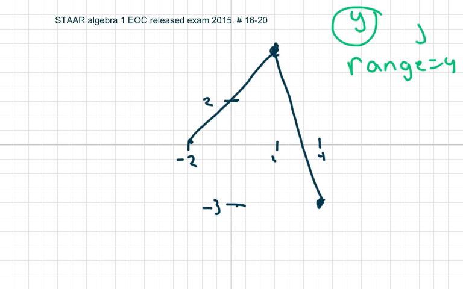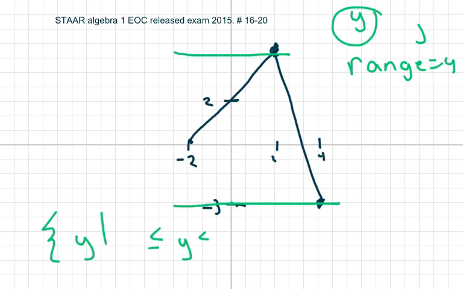So what I do is I just draw a line here. We're starting here on the y, and we're ending here. So basically, I'm going to say it's y such that y is in between -3, you put the smaller number here, and it goes all the way to 4.